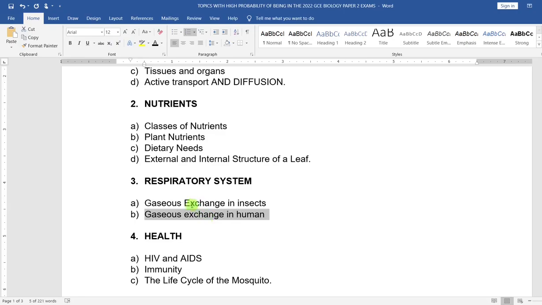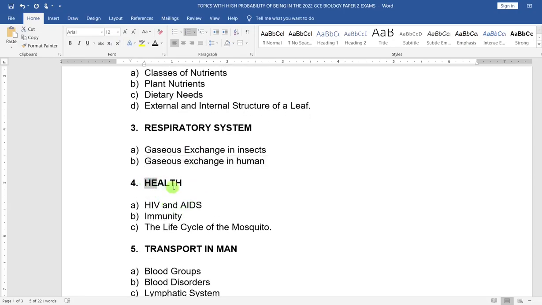Also from this topic you need to go to the topic of health. Under health you need to look at HIV and AIDS. What are HIV and AIDS? You need to know these initials, how it is transmitted, and how it is prevented. Then also you need to look at immunity, guys: what immunity is, how immunity can be boosted, and how immunity can be initiated. Also you need to look at the life cycle of a mosquito.